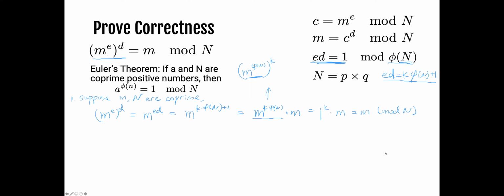Okay, and now, this is the case when M and N are coprime. And then let's look at the second case. If M and N are not coprime.